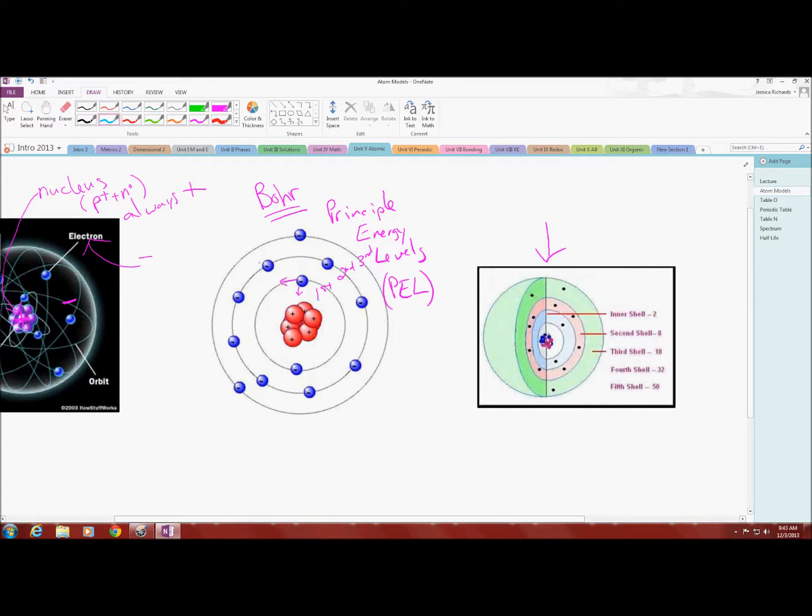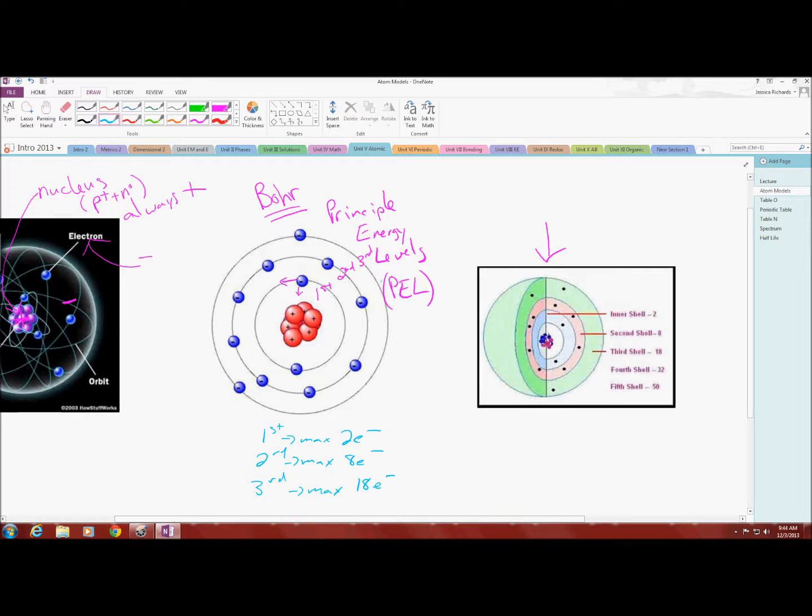And there were maximum numbers. The size of these principal energy levels gets bigger as you go out, and electrons all being negative, like charges repel, so you can only put so many of them close together and you run out of room. They would push each other. So there are maximum numbers. The first principal energy level holds a maximum of 2. The second holds a maximum of 8. The third holds a maximum of 18. And we'll talk more about that in the next lecture.